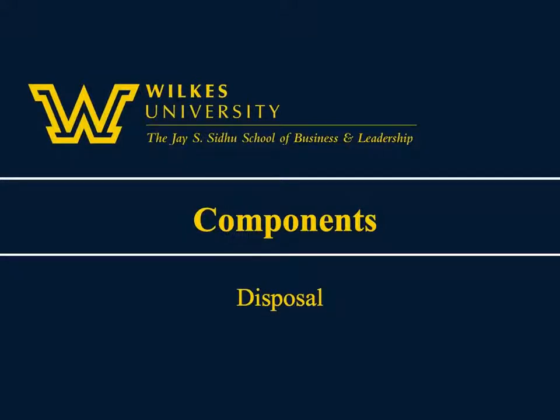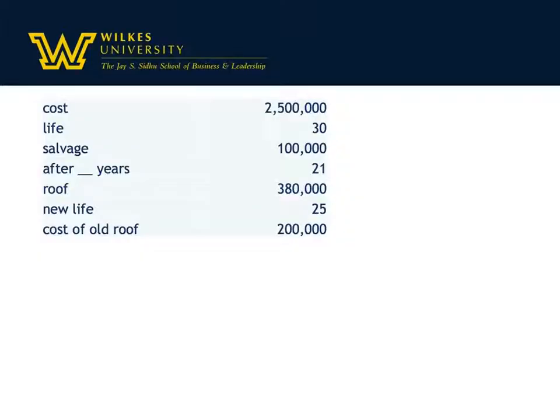This is an example on how to handle the removal of one component that's part of a bigger asset. For this example, we've got a building that costs $2.5 million with an estimated salvage value of $100,000. The original life was 30 years, but after 21 years, the roof needs to be replaced. The new roof costs $380,000 and extends the life for 25 years, while the old roof costs $200,000.